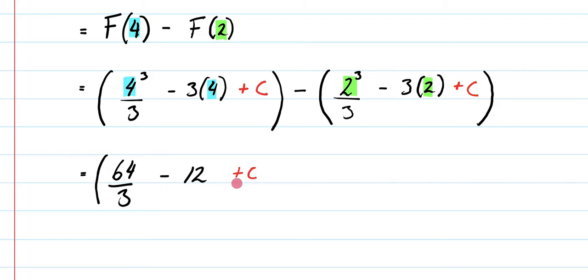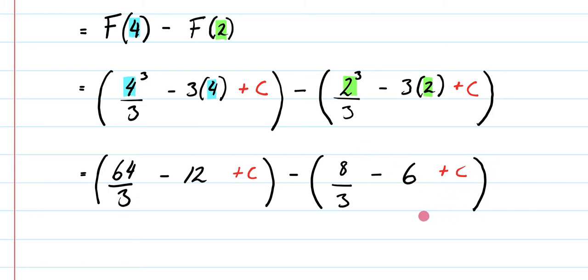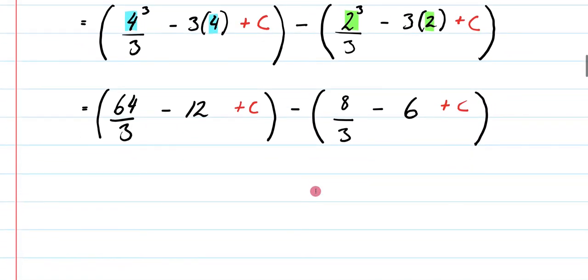We don't have to, but let's just keep this in brackets. Then I've got minus, and we have to put this in brackets, 8 over 3 minus 6, and then I've got my plus c here. The next step that we're going to do, you're going to see why putting in the c's is pointless. And soon you will see why the c's are pointless. All right, so we've got 64 over 3 minus 12 plus c.